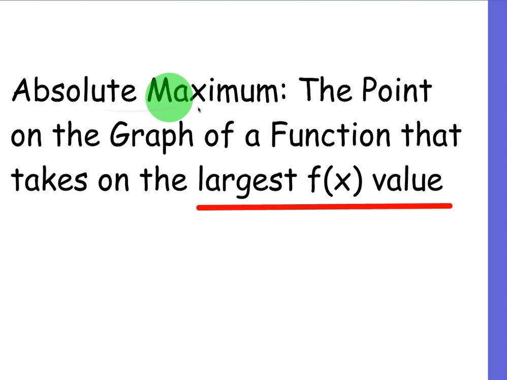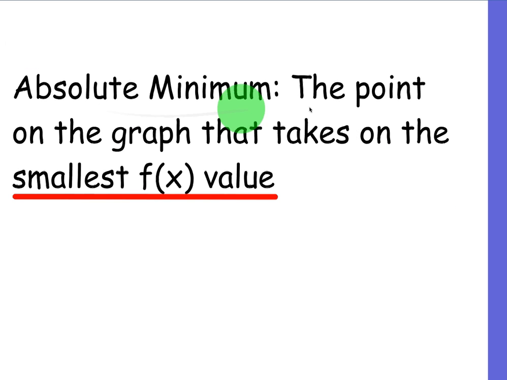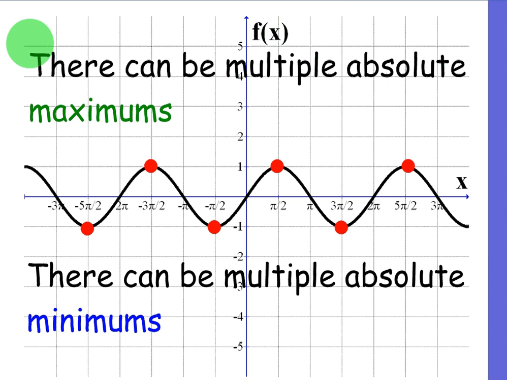Let's read the definition. Absolute maximum: the point on the graph of a function that takes on the largest f of x value, or y value. Absolute minimum: the point on the graph that takes on the smallest f of x value. Now I want to point out some things before we dive into some examples.